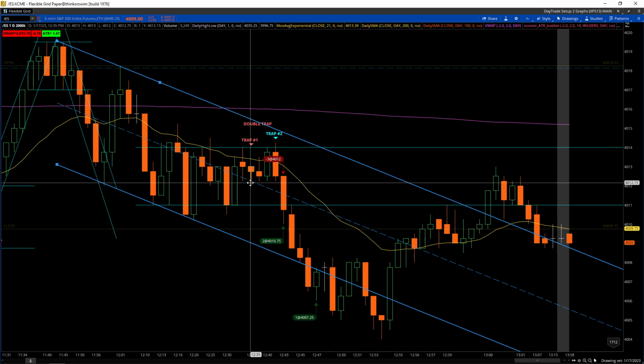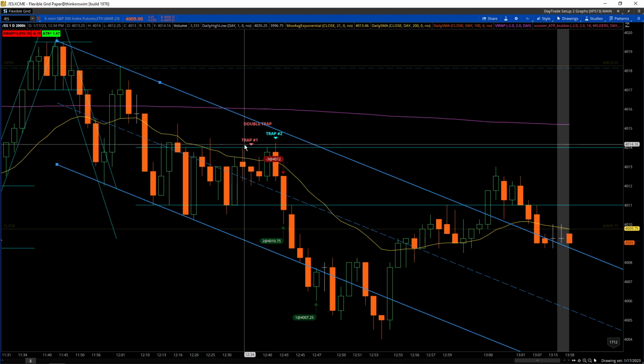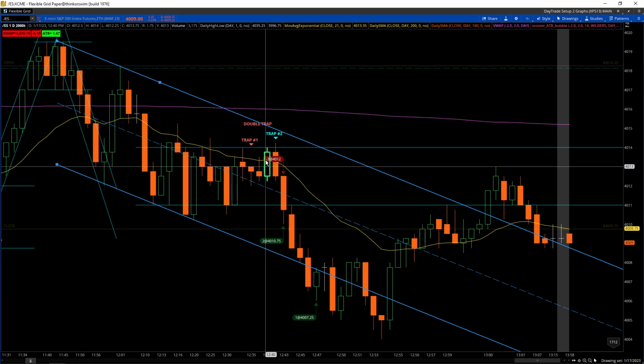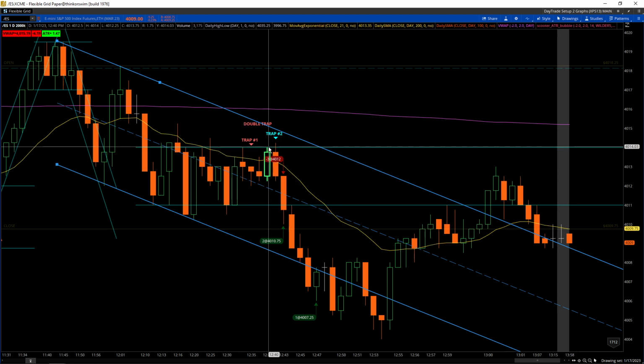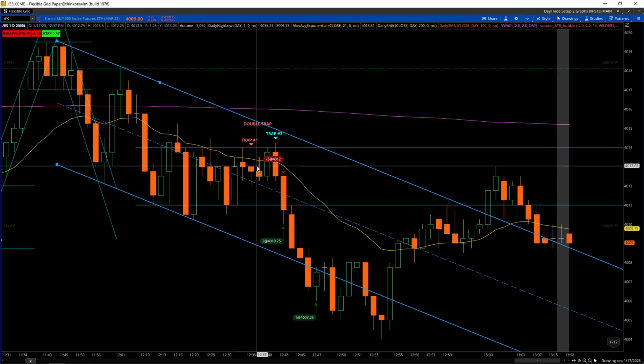And this is the first trap because when it went short, then it failed. Your stop for the short was probably up here. And what happens is when it goes up, either you got stopped out, and if you didn't get stopped out, you would have got stopped out here for sure. That's the first trap.